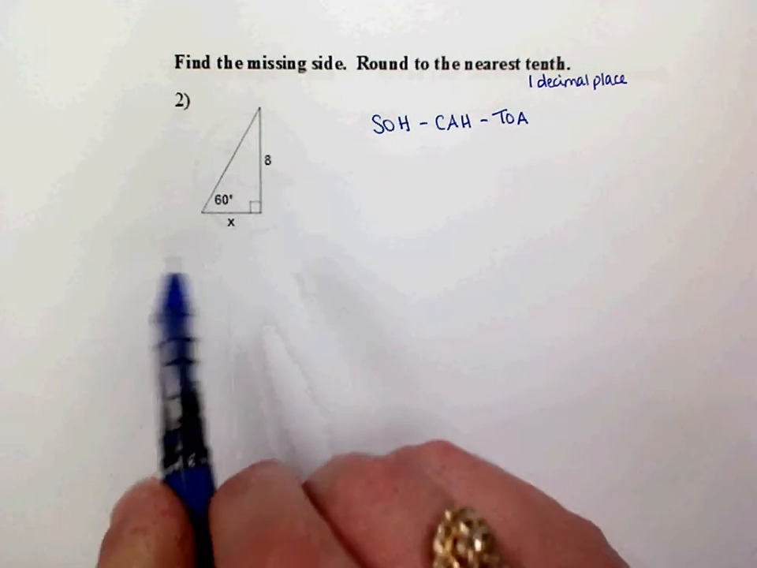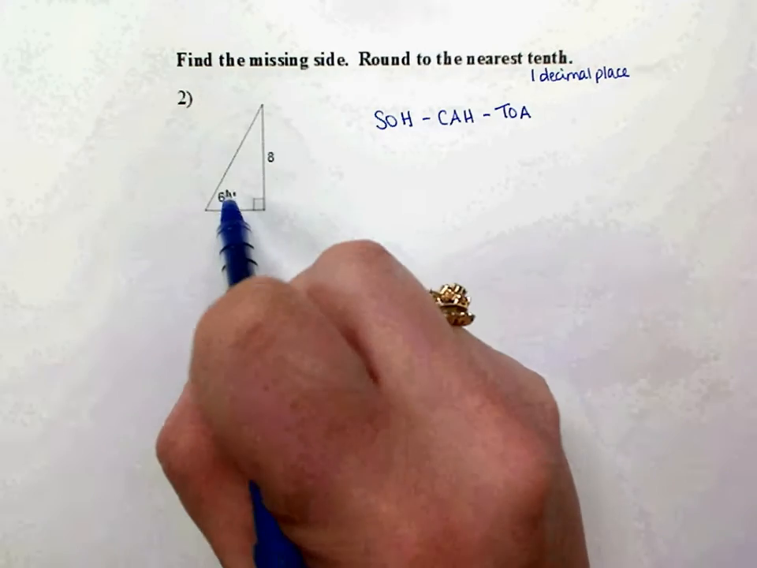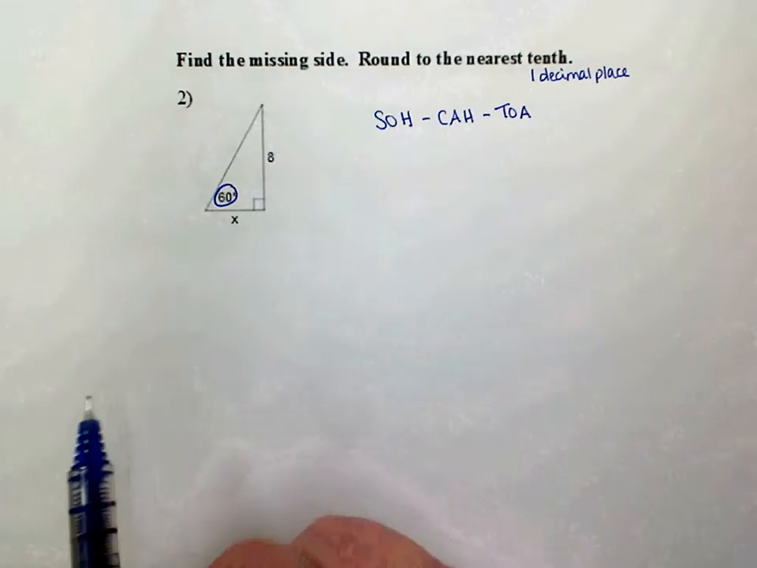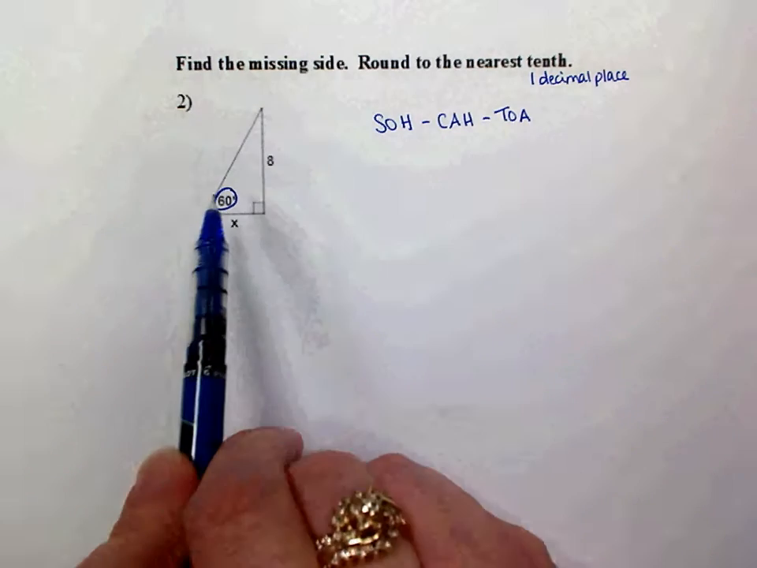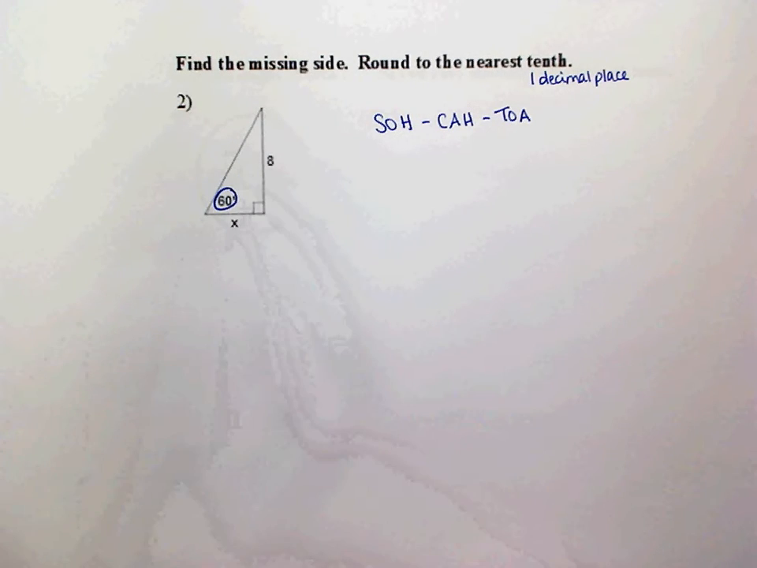You always look from an acute angle's perspective. The acute angle that we're given here is the 60-degree angle. This is a right angle. Acute angles are less than 90 degrees. So we have to look from the perspective of one of these angles right here.